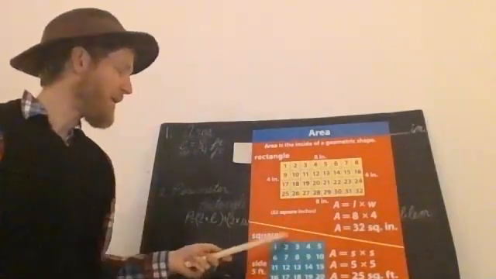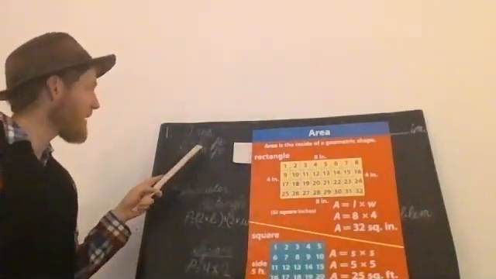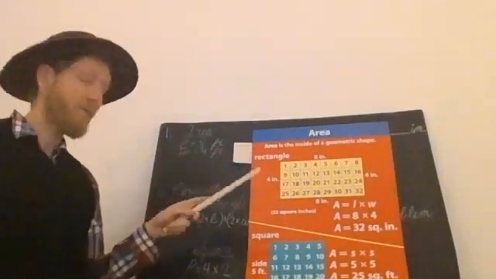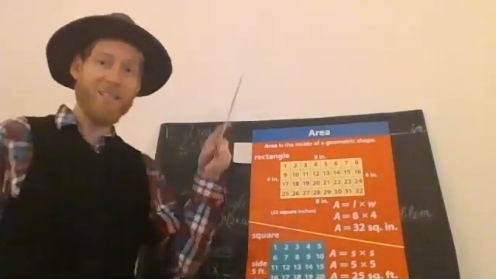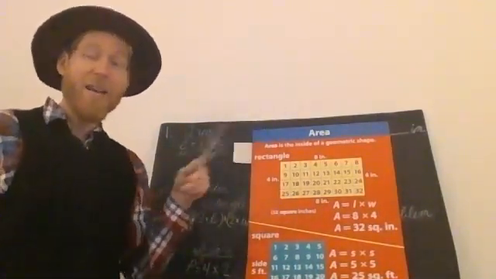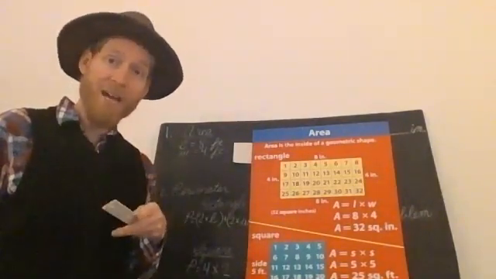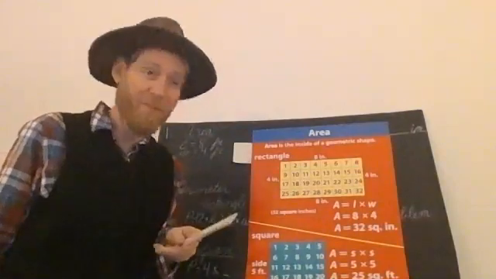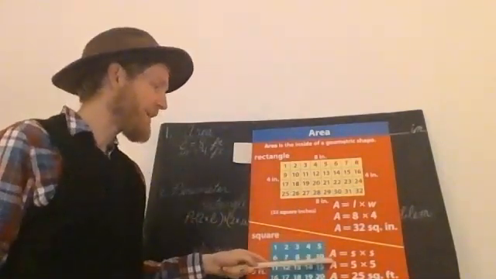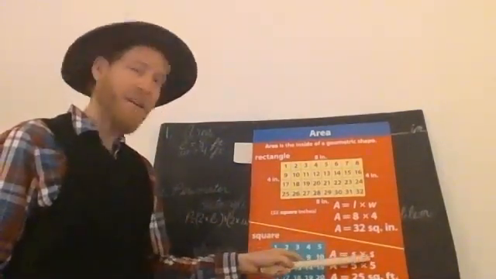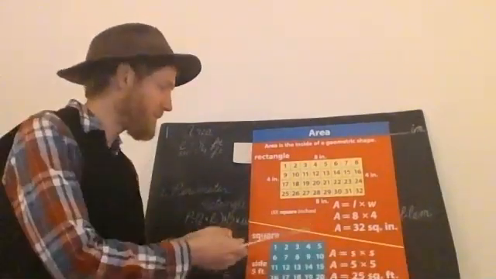What about if it was not a rectangle, but it was for a square? So on your paper today, it's going to say rectangle or square. For a square, you only need to know one side because all the sides are the same. So our formula is A equals side times side, right?